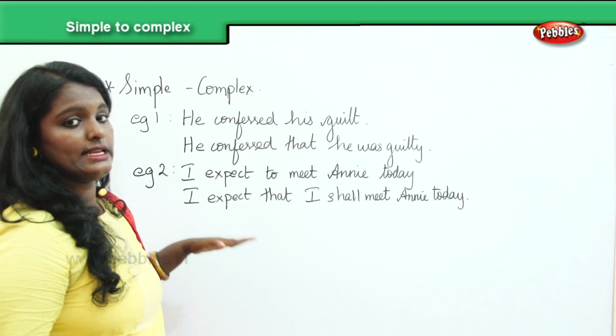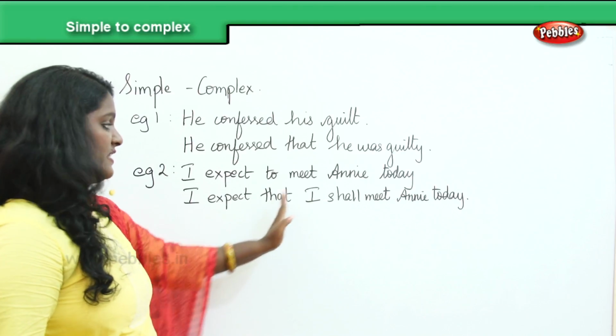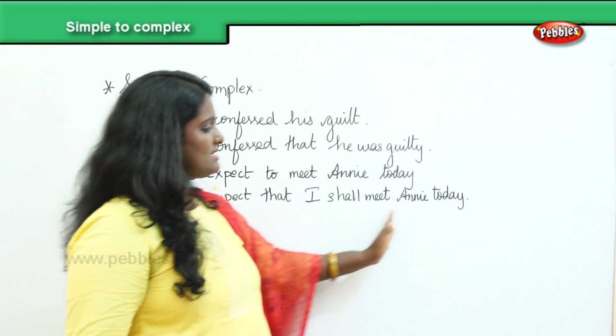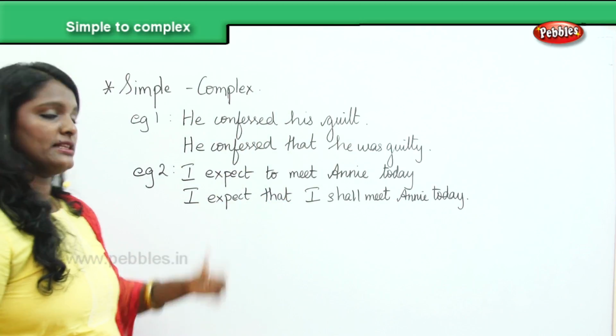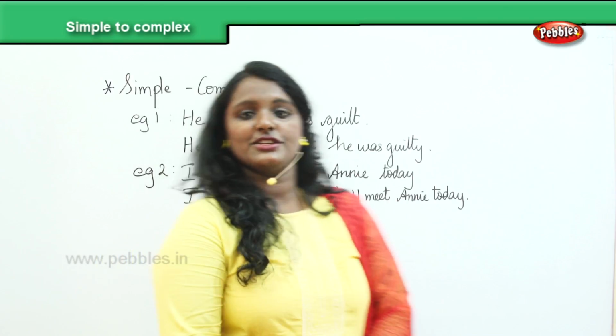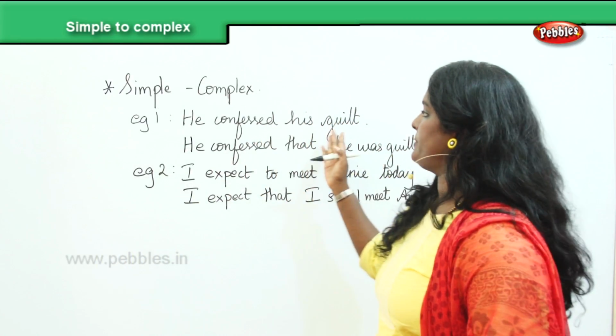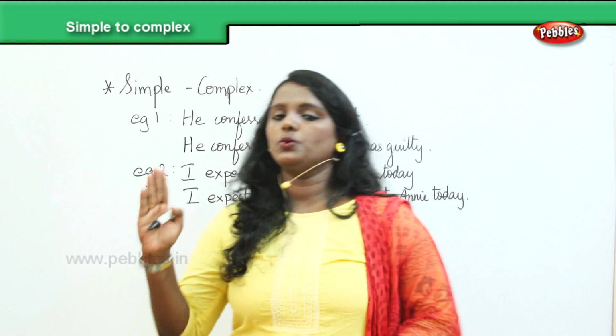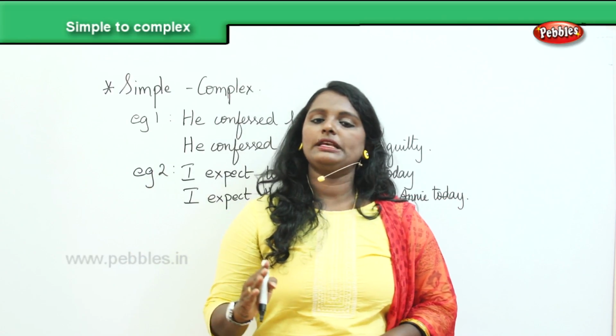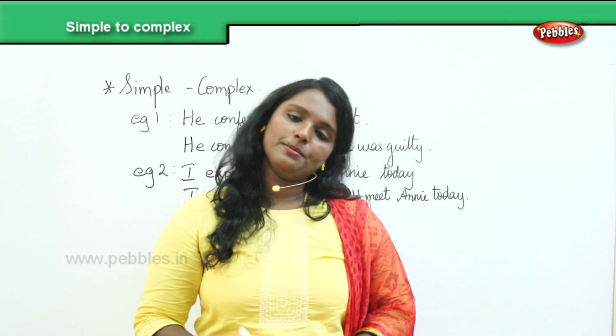So here again, I expect that is not an independent clause. It doesn't give any sense. Whereas I shall meet Annie today gives sense. So that is a principal clause, and I expect that is your subordinate clause. So this is how you identify your simple sentence and make sure you have at least one main clause and one subordinate clause for it to be transformed into a complex sentence.